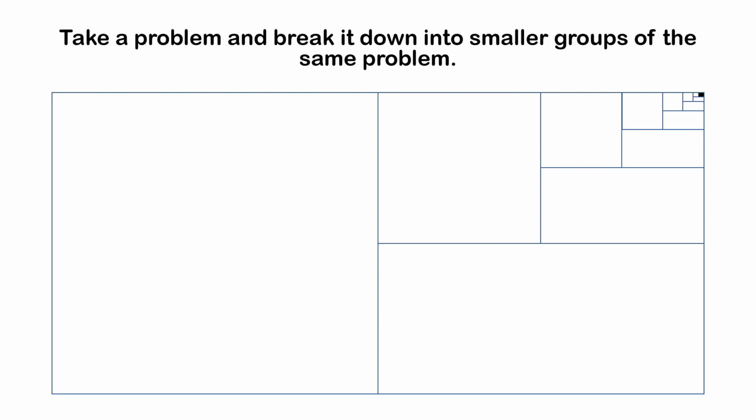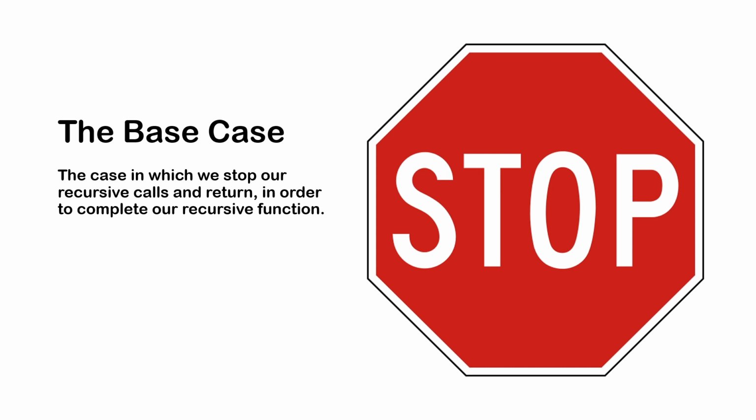Until we reach a point where we can't anymore. We have reached our smallest point of dividing in this case, and this is where we are going to stop. This is what we call in recursion our base case. This is the point at which we stop our recursive calls, and instead we return in order to complete our recursive function. In other words, as we are coming back, we create our solution that will give us our answer to our problem when we get all the way back to the beginning.